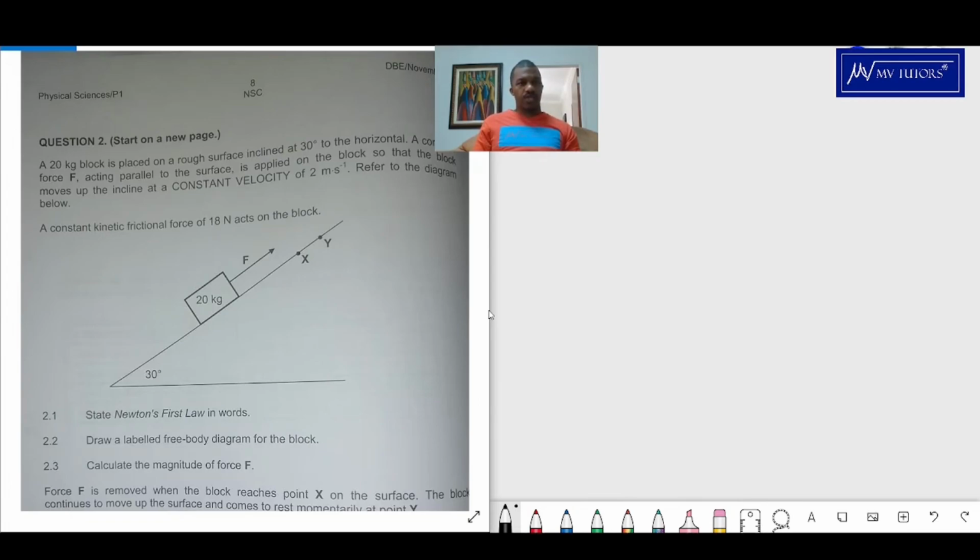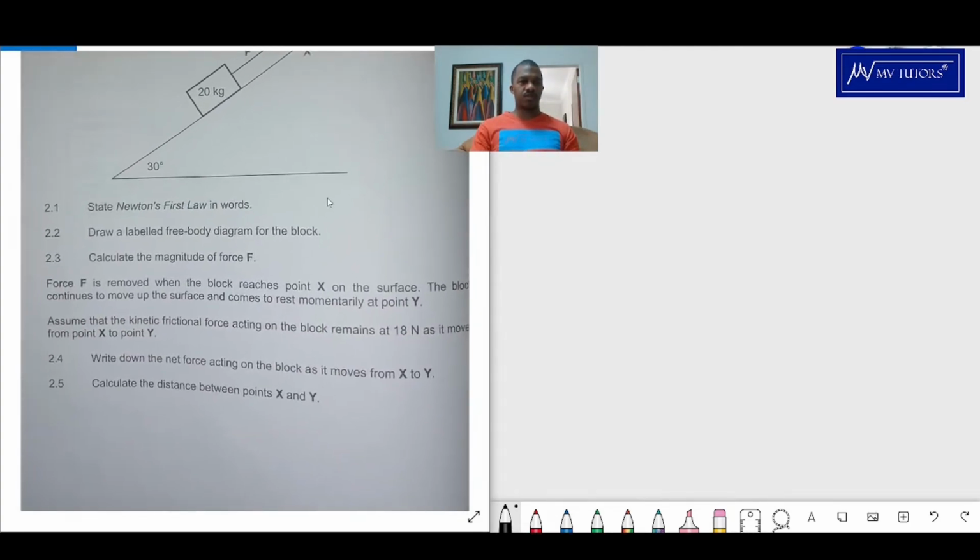Okay, so it says a 20 kg block is placed on a rough surface inclined at 30 degrees to the horizontal, as you can see there. A constant force F acting parallel to the surface is applied on the block so that the block moves up the incline at a constant velocity of 2 meters per second. If something is at constant velocity, that means acceleration is 0. Refer to the diagram below. A constant kinetic frictional force of 18 N acts on the block.